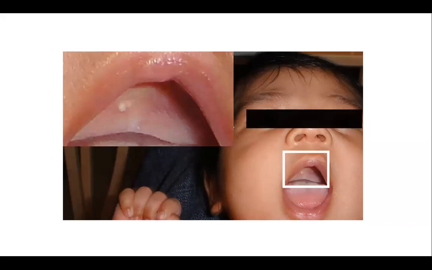It's Epstein's pearl. So it's a kind of epidermoid cyst that occurs in the oral mucosa in young individuals, and it subsides by itself. So it's called Epstein's pearl. I would say it's a kind of milia. It's a tiny epidermoid cyst in the palatal mucosa, and it subsides by itself, like I said. So Epstein's pearl. Very good.